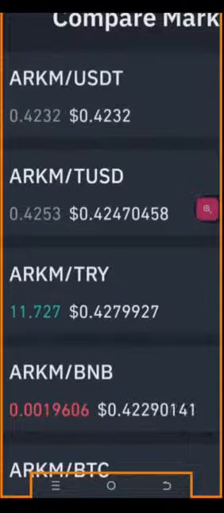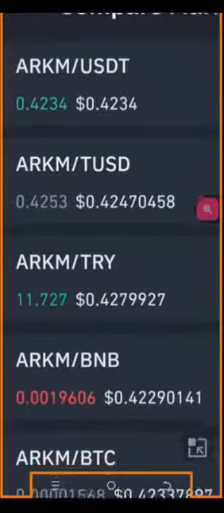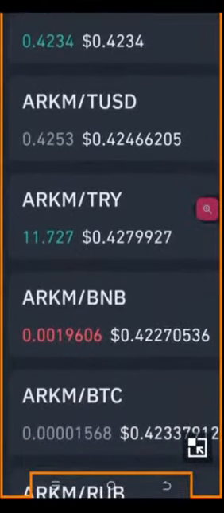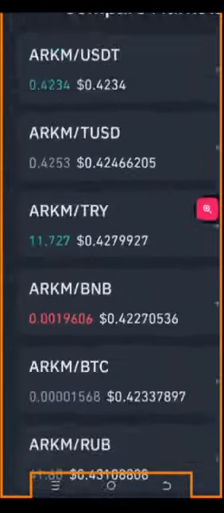So now this is 42 cents. You can see that ARKM/USDT is 42 cents. That's 0.4232. You will see that TUSD is 0.4247, right? There's a difference between 32 and 46. Can you see that? The first two numbers are the same. You can see here ARKM/TRY is 0.4279, and that's how it goes. So that's how you spot the differences, right?